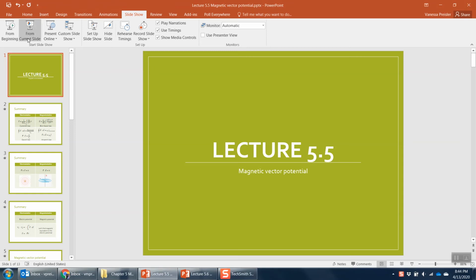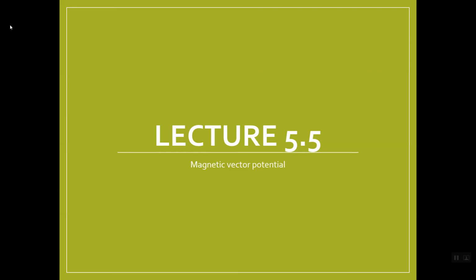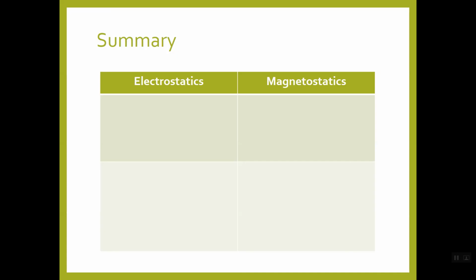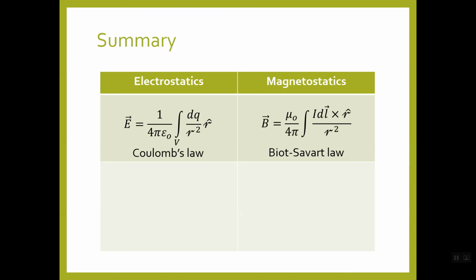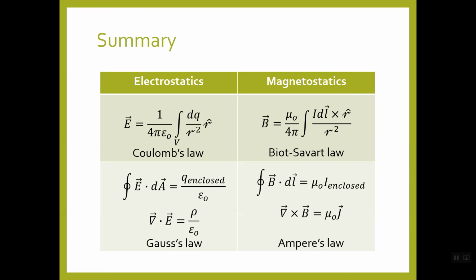Okay, so in this lecture, we're going to look at magnetic vector potential. Just to summarize what we have already seen in electrostatics, we have Coulomb's law and the equivalent to that in magnetostatics, the Biot-Savart law. We had Gauss's law for electrostatics, and the equivalent to that for magnetostatics would be Ampere's law.